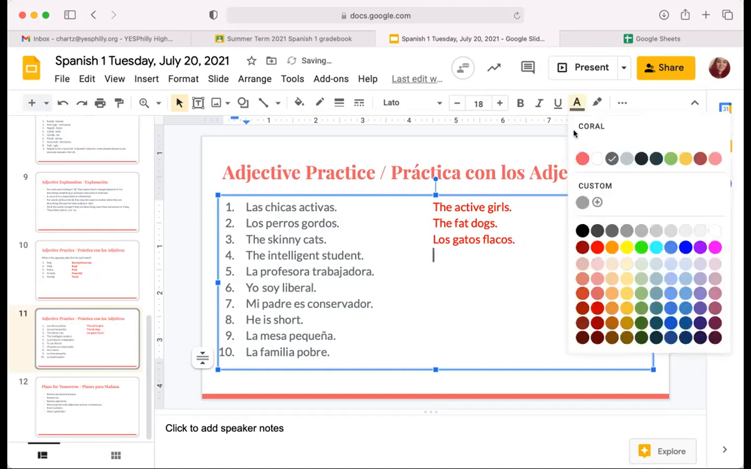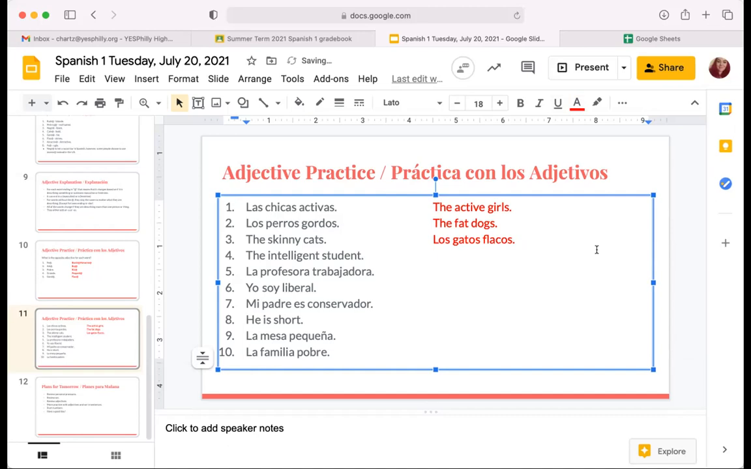So for the next one, we have the intelligent student. What do you think? You remember how to say student? Estudiante, right? And then how do you say intelligent? This one's pretty easy. Inteligente. I just said it, I forgot.